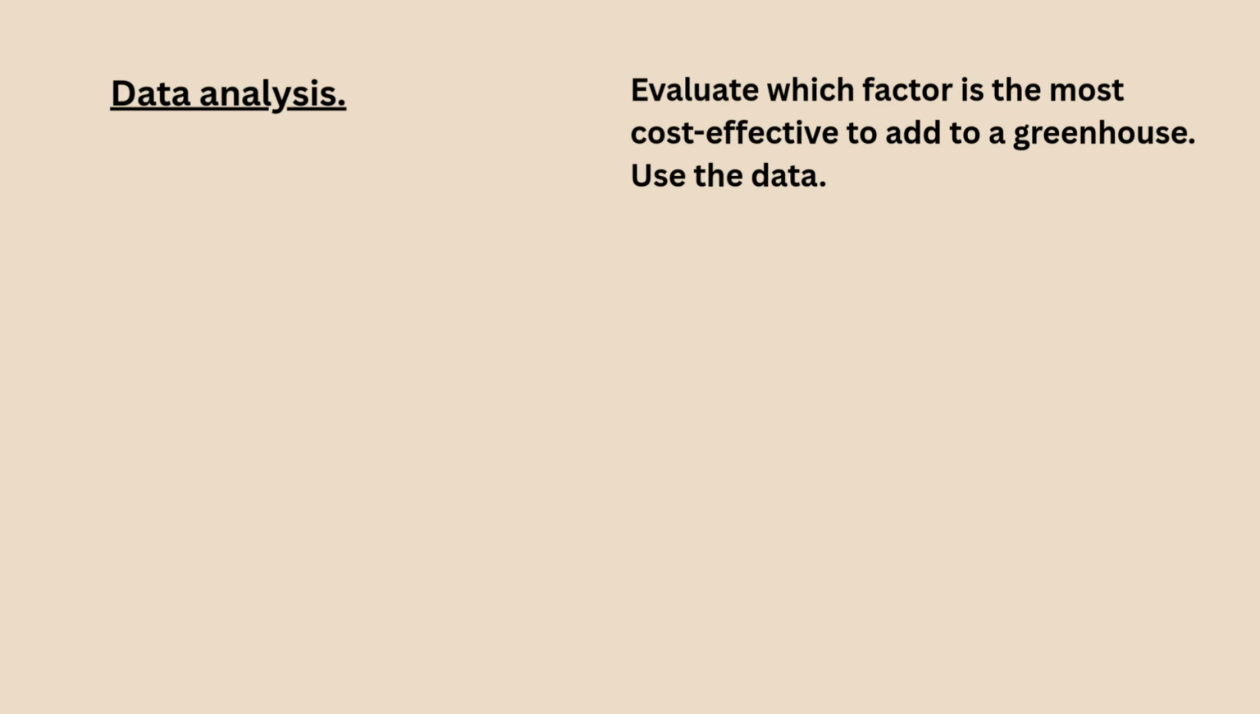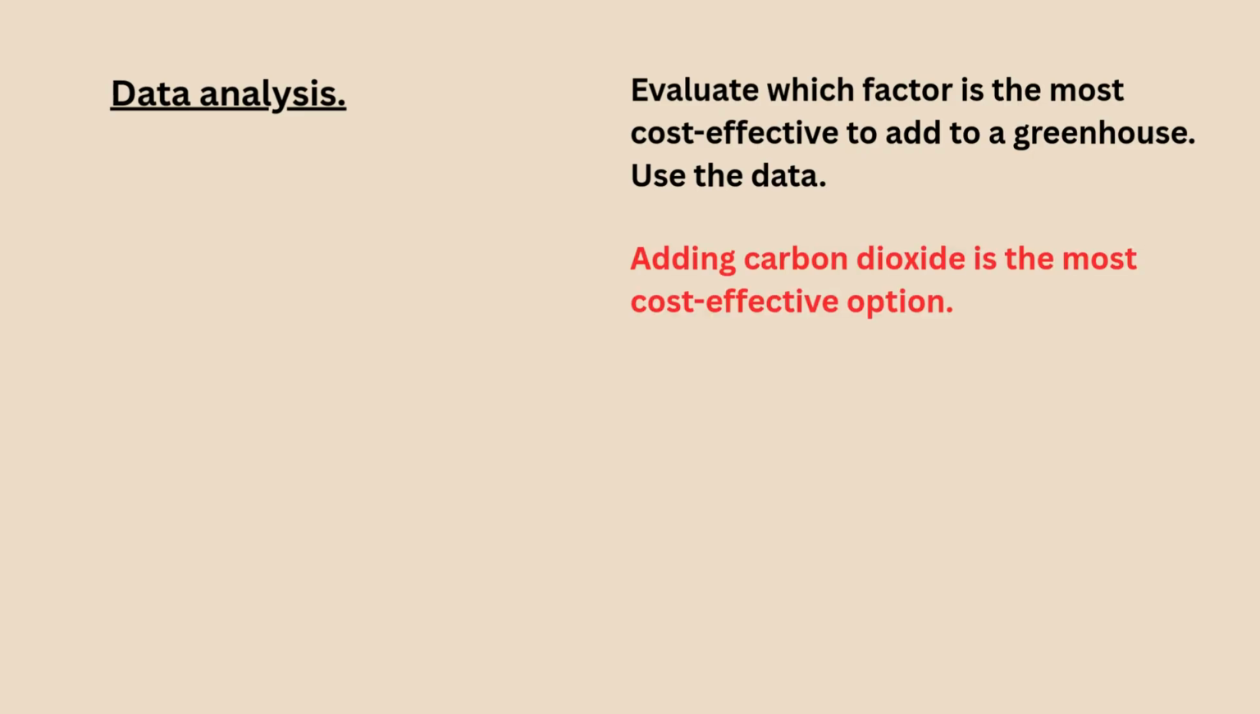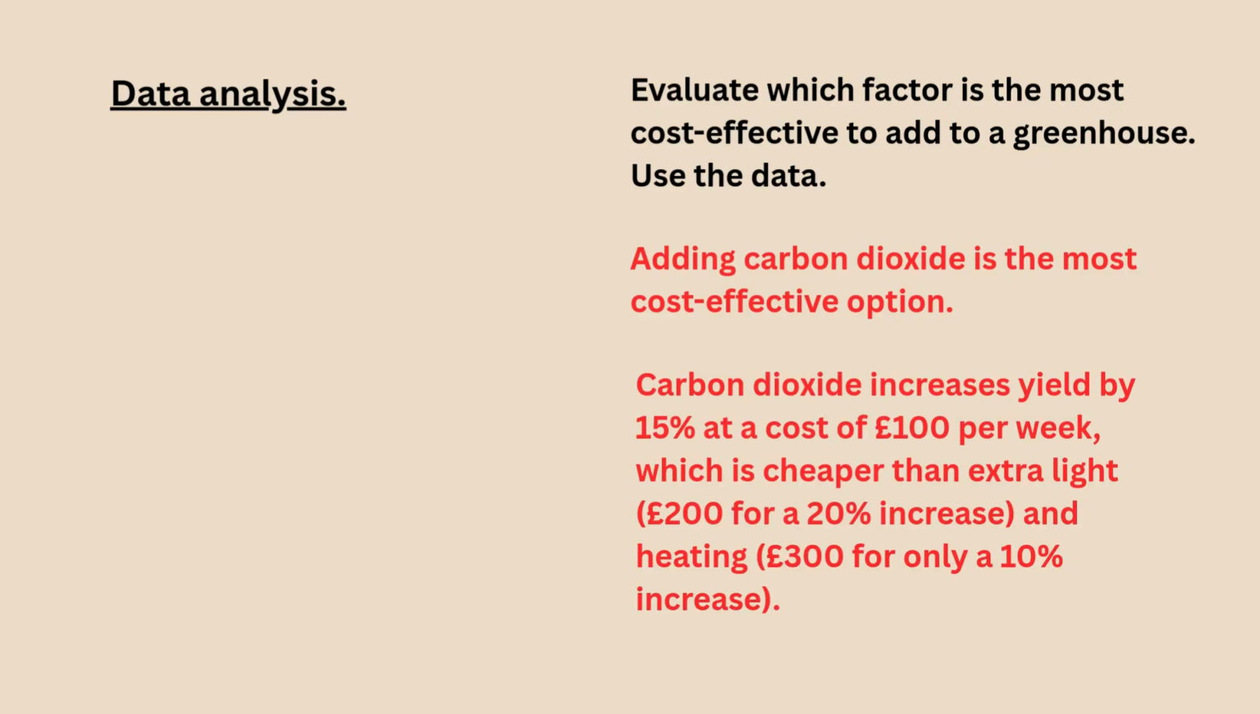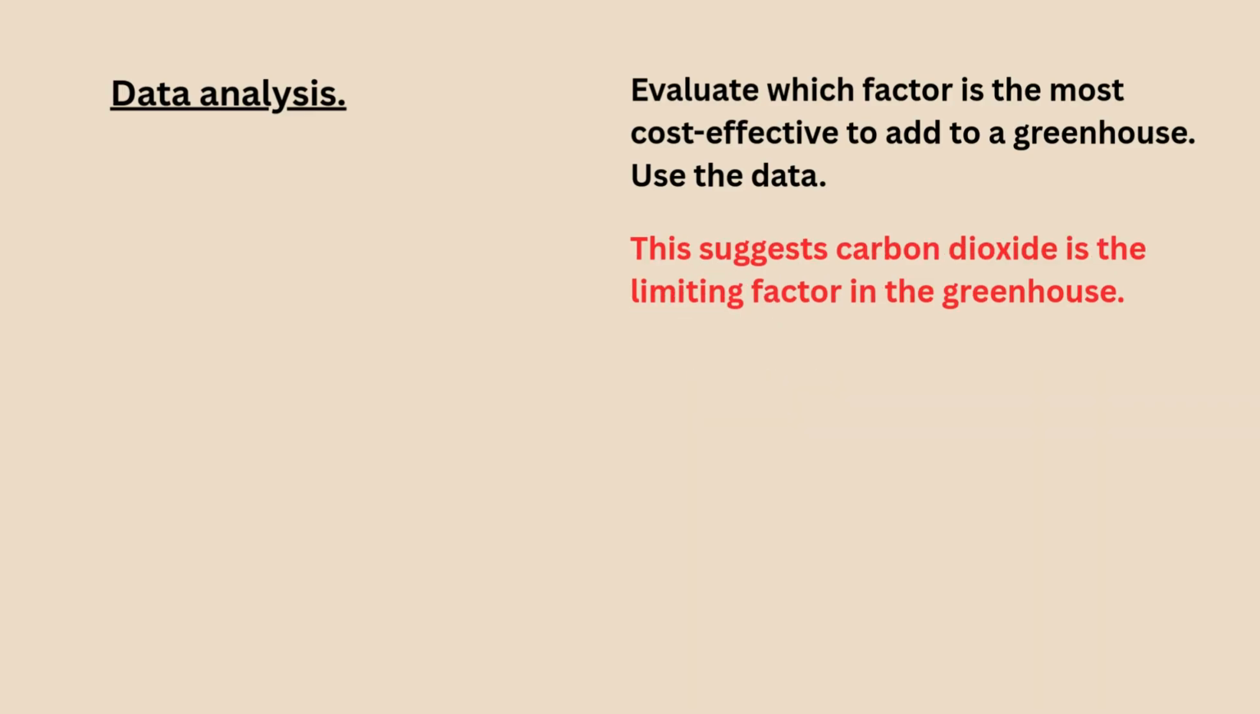So, for example, evaluate which factor is the most cost effective to add to a greenhouse. Use the data. Now, if we look at the data, adding carbon dioxide is probably the most cost-effective option. This is because carbon dioxide increases the yield by 15% at a cost of £100 a week, which is cheaper than extra light, that is £200 for a 20% increase, and heating, which is £300 for only a 10% increase. This suggests that carbon dioxide is the limiting factor in the greenhouse.